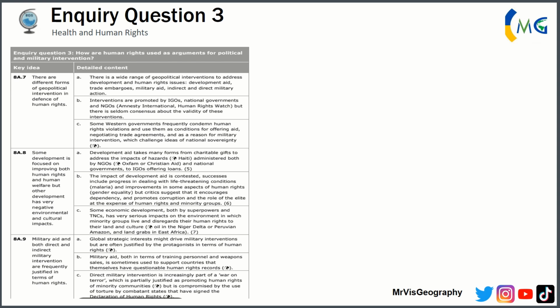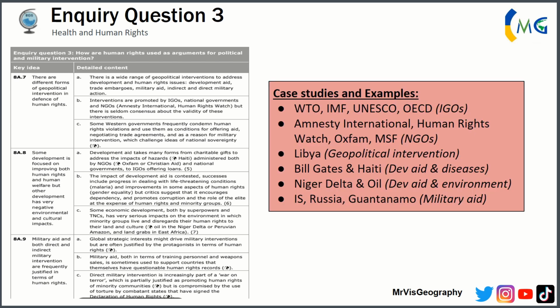So in there we have a look. We discuss intervening in other countries, the war on terror post 9/11 terrorist attack in New York. We have a look at whether they were successful, etc. So the case studies for there, your international government organizations are World Trade Organization, the International Monetary Fund, the UNESCO, which is part of the UN, OECD, a club of mostly rich countries.